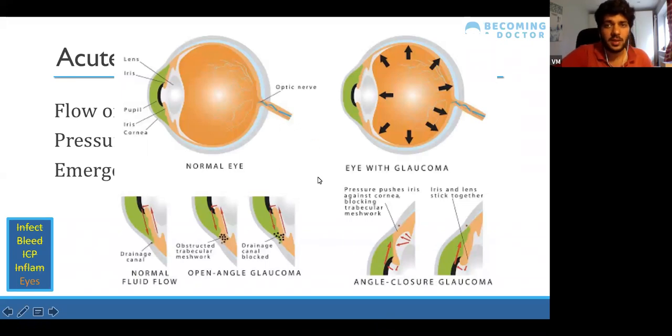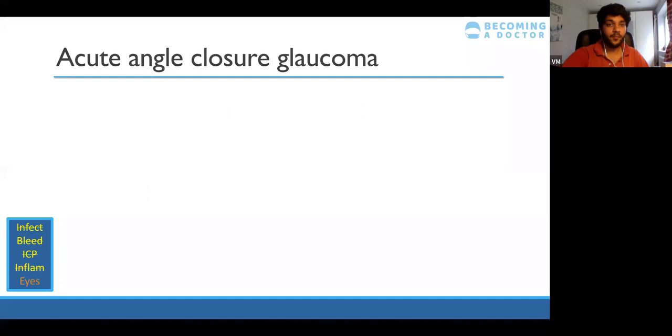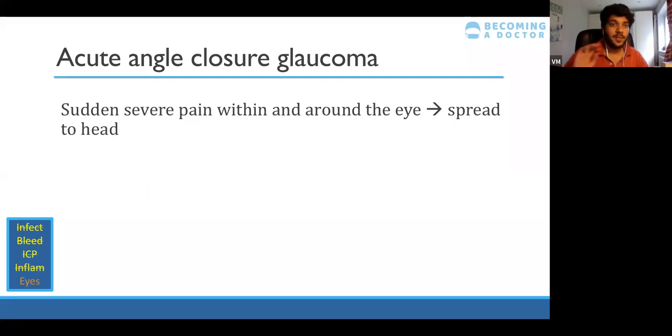So here's just a visual picture to show. There's a blocking of the drainage network and the trabecular meshwork, which means that you get a higher pressure in the eye, and that can cause visual loss. The typical history in acute angle closure glaucoma is a sudden severe pain around the eye that spreads around to the head.